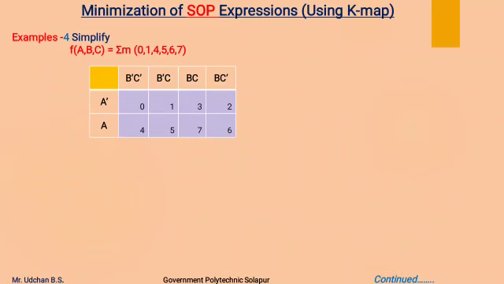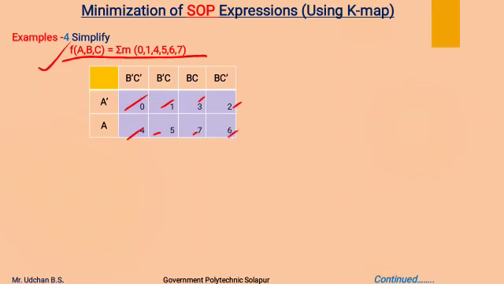Now next we will solve the fourth example. The example is function of ABC summation small m 0, 1, 4, 5, 6, 7. Now here the function itself is a function of 3 variables and the min terms are in the range of 0 to 7. So we are going to use a 3 variable K-map to solve this problem. So again these are the cell positions for 3 variable K-map which are fixed. It is 0, 1, 2, 3, 4, 5, 6, 7.